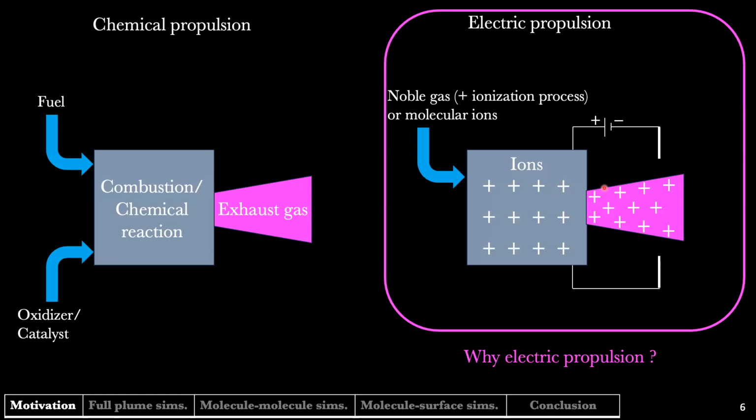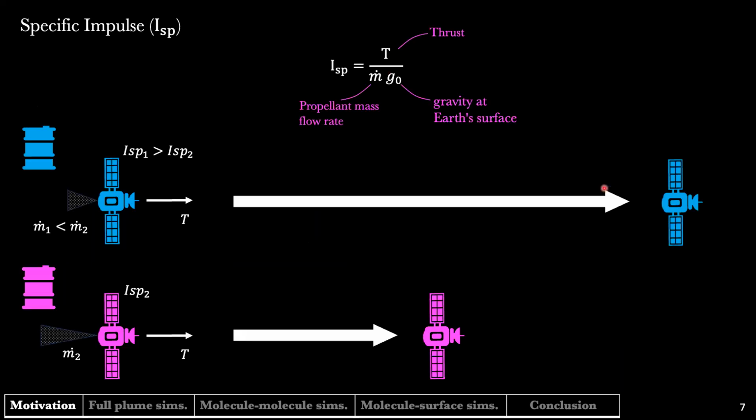There are many considerations based on which we prefer electric propulsion over chemical propulsion. The first consideration is specific impulse. The specific impulse is a metric that is used to quantify how well a spacecraft uses its fuel to produce thrust. It is given by this formula here, which is the ratio of the thrust to the propellant mass flow rate times the gravity at Earth's surface.